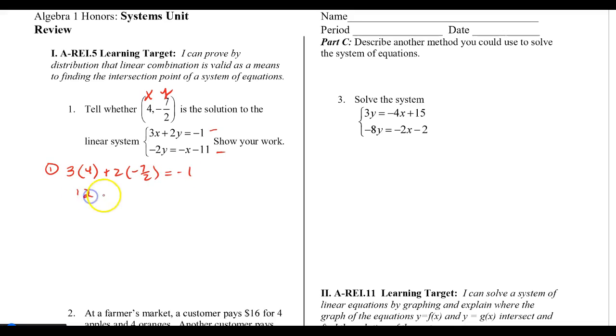So I get 12 minus 14 equals negative 1, and negative 2 equals negative 1 is what we're looking at here. And obviously that's not true. So we are done. We don't even need to bother checking the bottom one. So no, it is not a solution.